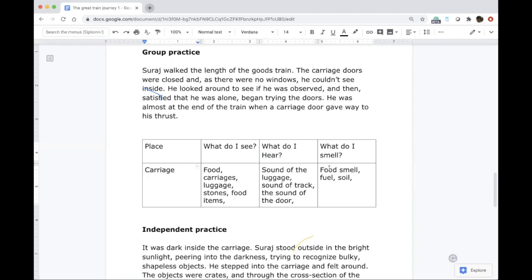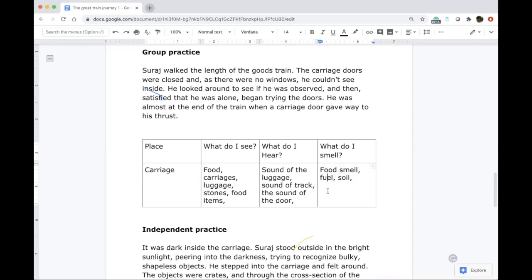Ria, can you tell me this example? The smell part, the one in the blue color. Can you make that a sentence and then tell us? I can smell food in the carriage. Similarly, I can smell fuel inside the carriage. I can smell soil near the carriage.